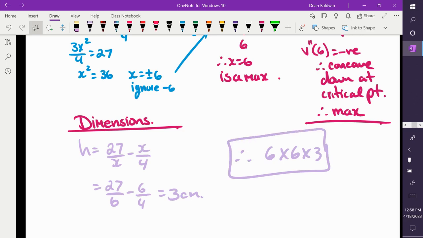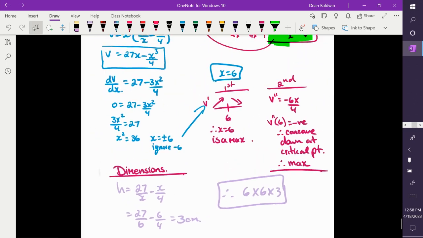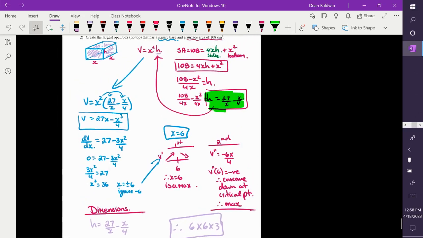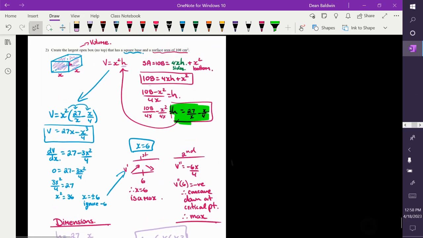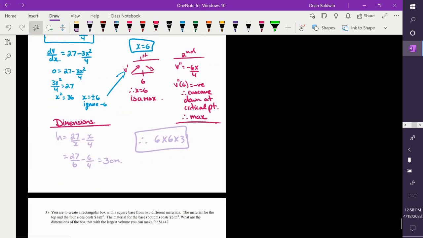So what this is saying is if you have a limited amount of material, so you're building a box, and you are given 108 centimeters worth of material, and you have to make the largest open box you can, the dimensions you want to build are 6 by 6 by 3. And that will give you the max volume. If you change those dimensions, every volume will be smaller than that. That makes sense?